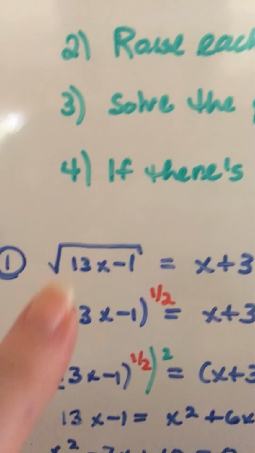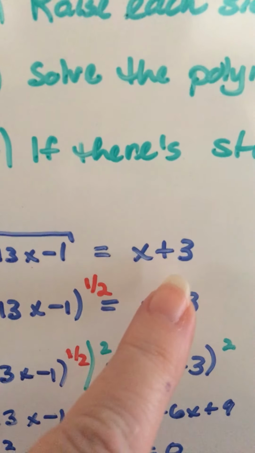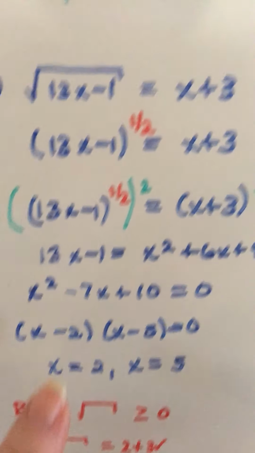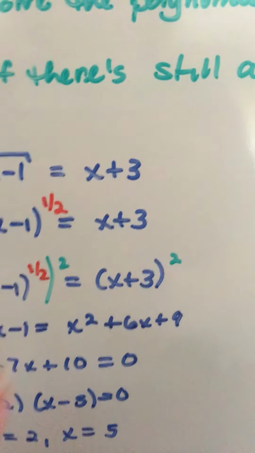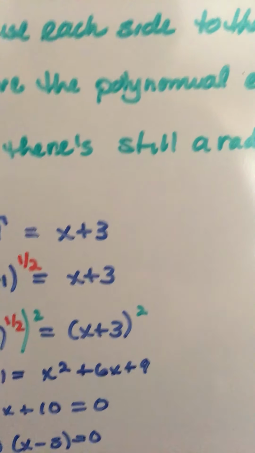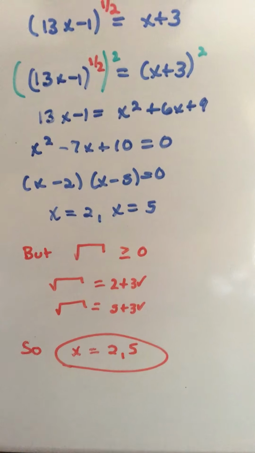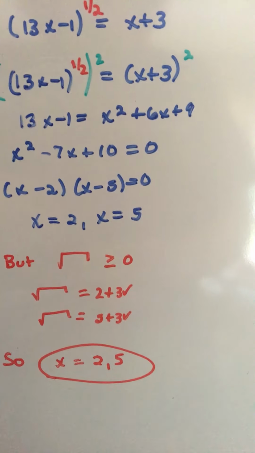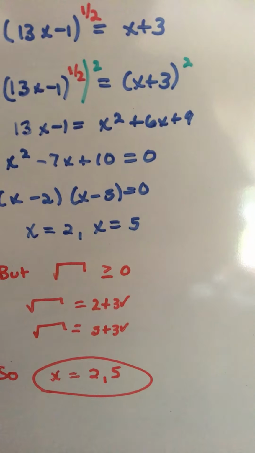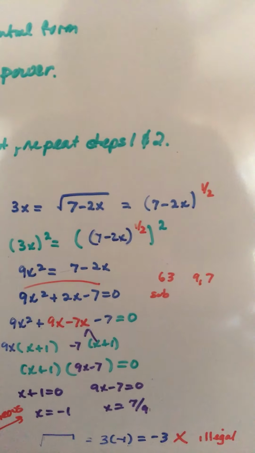But the key thing is that a square root must be positive or 0. So I say, what is 2 plus 3? It's 5. That's positive. What's 5 plus 3? That's 8. It's positive. So both 2 and 5 are legal solutions for this equation. I go to the next one.